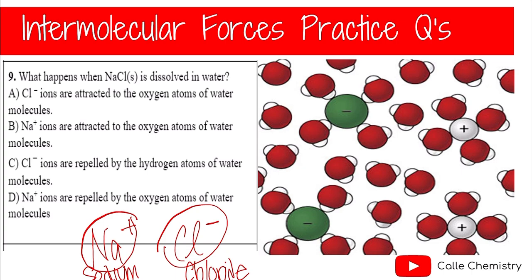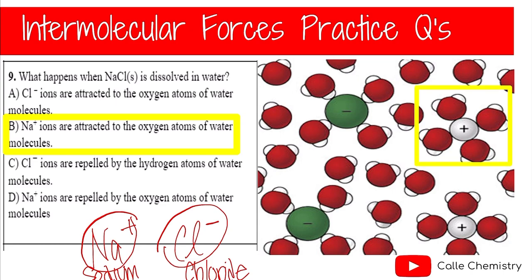So which of these happen? If we look at the multiple choice, the only one that matches the picture that we have to the right is B. Sodium ions are attracted to the oxygen atoms of water molecules. Take a look at this box. This is Na plus 1, and it's being attracted to the oxygen. The white sides that you see are hydrogen, so 2 hydrogens and 1 oxygen.